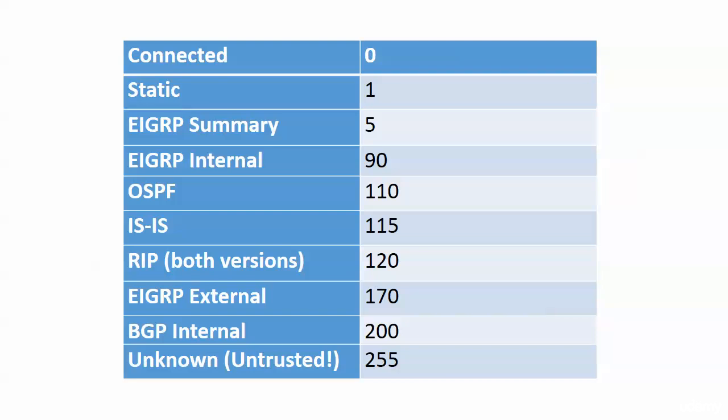That is a route learned via route redistribution. I'm just telling you that. If it doesn't ring a bell with you yet, fine, it will. BGP internal routes, you're going to get some BGP here in your CCNA studies, and that has an AD of 200. And if a route has an AD of 255, it is considered to be of unknown source, and it is untrusted. Now, you're not going to see an AD of 255 on a route in your routing table because if it's untrusted, it ain't going in your routing table. But that's a great number to keep in mind. 255, the route is totally and absolutely untrusted.